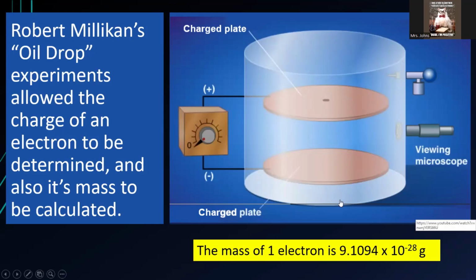Okay, so again, that mathematics got very complicated, and we're not going to try to discuss that. But between J.J. Thomson and Robert Millikan, they were able to calculate the mass of an electron and also determine the charge of electrons. So the mass of an electron is 9.1094 times 10 to the negative 28 grams. So that's 27 zeros after the decimal, and then a 9, grams. So that's a very tiny amount.